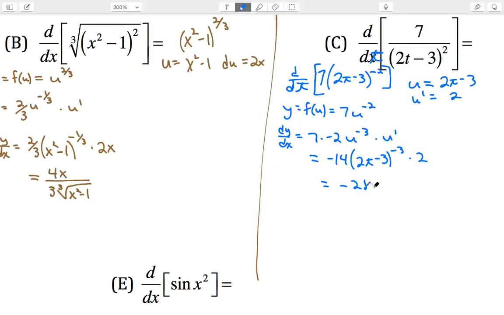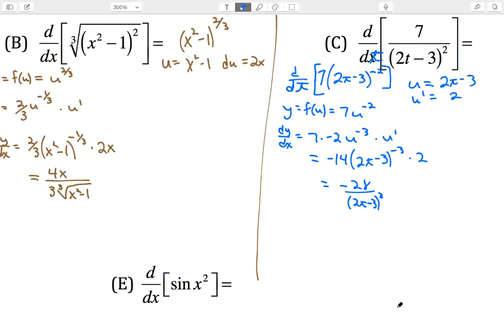I'm pretty sure that this is wrong in the notes. Yeah, it is. What did I write? 7 times -2 times (2t minus 3) raised to the -3rd times 2. But that would be right, because once you multiply all the 2's, it would be. But did I simplify, or did I write it as -28? You didn't. Anyway, you want us to fix the negative, right? Yes, please.